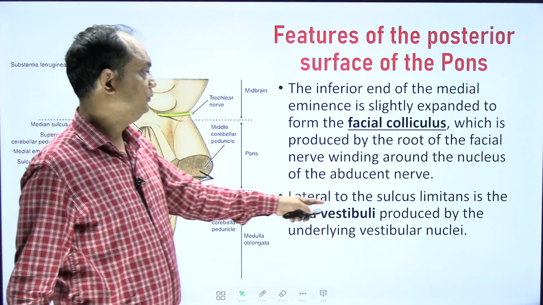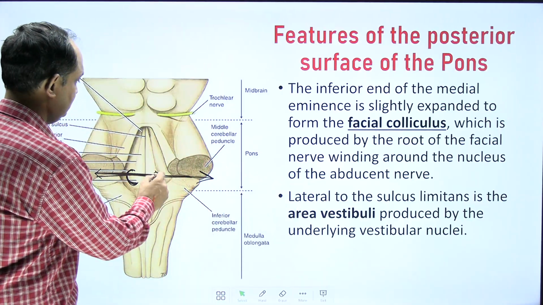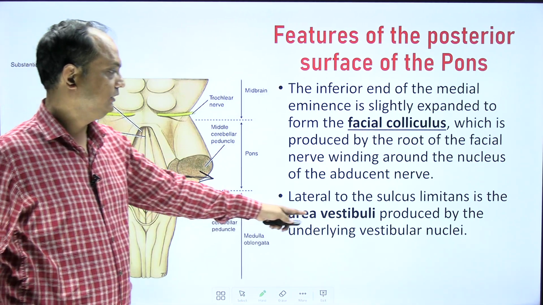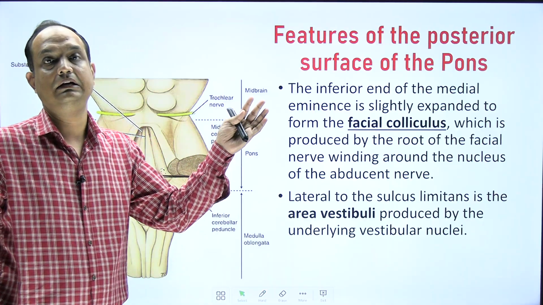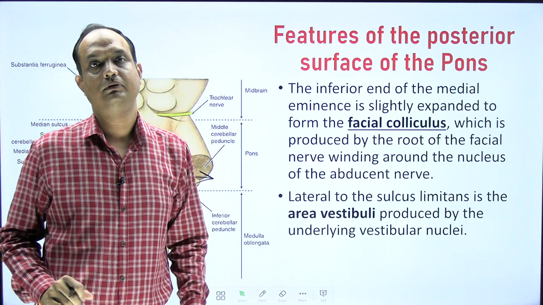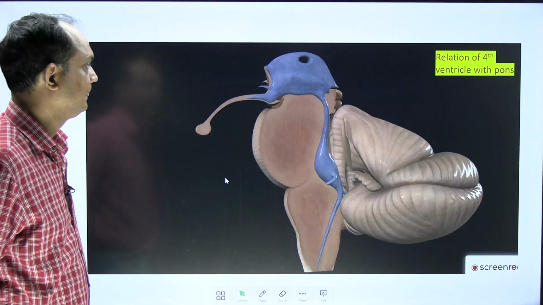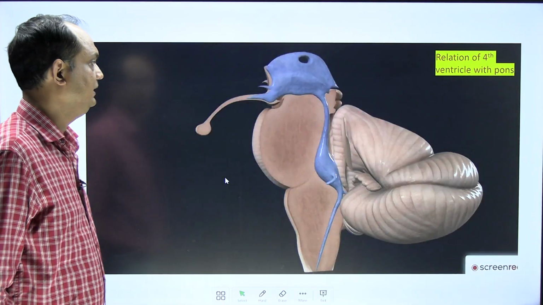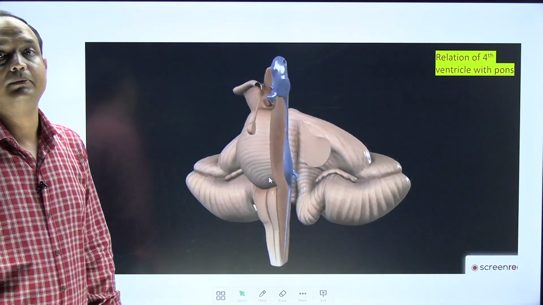Now there is one more area, and this area next to this sulcus is known as the vestibular area. So when you are drawing the section, you will find, most laterally, the nuclei of your vestibulocochlear nerve.